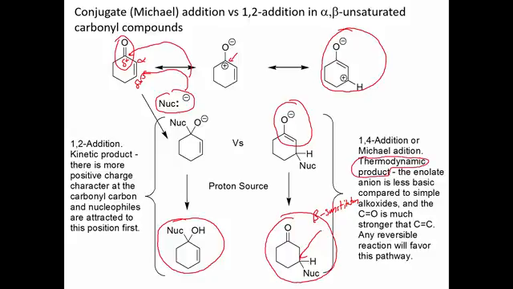Okay, and this is because the enolate anion is actually less basic than the alkoxide anion, and if it goes to completion, this product here, the Michael addition product, is actually the more stable product. The carbon-oxygen double bond is much stronger than the carbon-carbon double bond, and any reversible reaction is going to favor the Michael addition pathway.